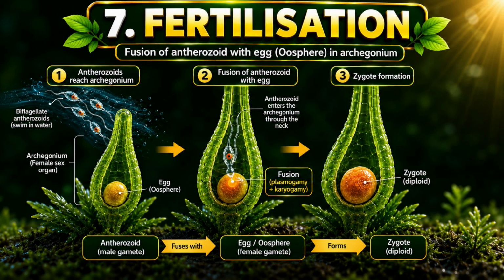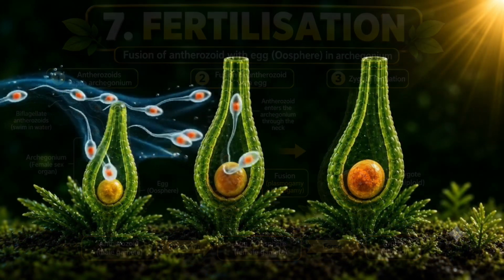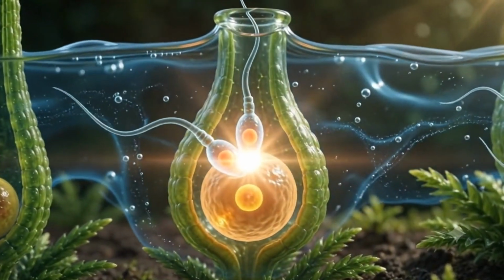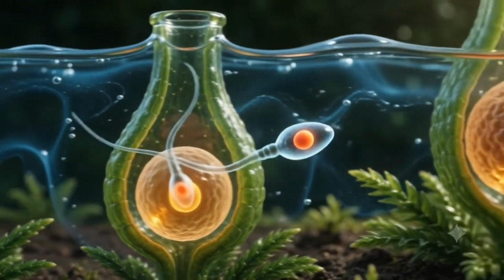7. Fertilization. The antherozoids swim and come in contact with the archegonium, the female sex organ. An antherozoid fuses with the egg to produce a diploid zygote.